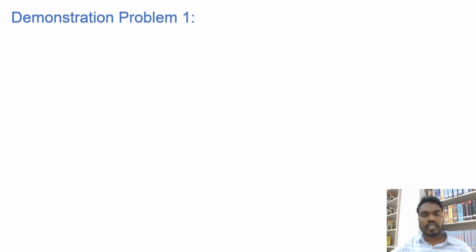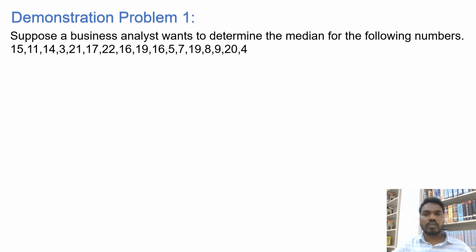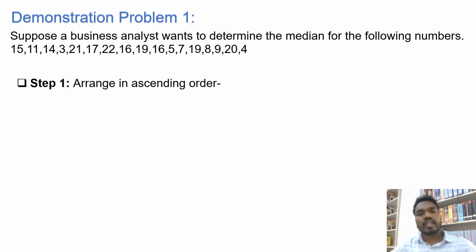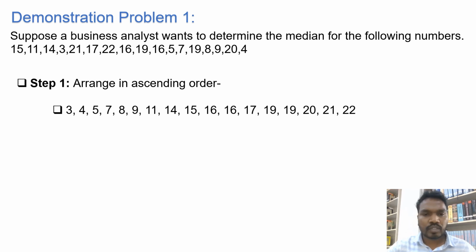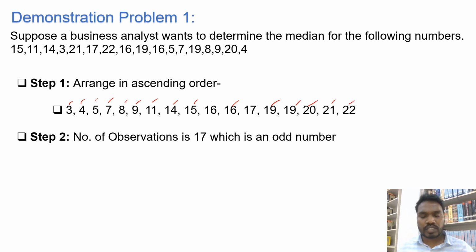Okay, so now let us take an example to understand. Suppose I have some data points and I want to find the median. First, I will arrange the data in either ascending order or descending order. It is up to you, but here I arranged the data in ascending order. After arranging the numbers, you just count how many data points are there: 1, 2, 3, 4, 5, 6, 7, 8, 9, 10, 11, 12, 13, 14, 15, 16, 17. So the number of observations is 17.